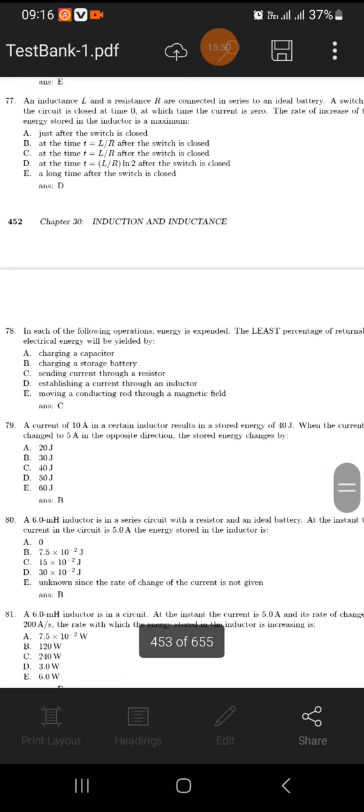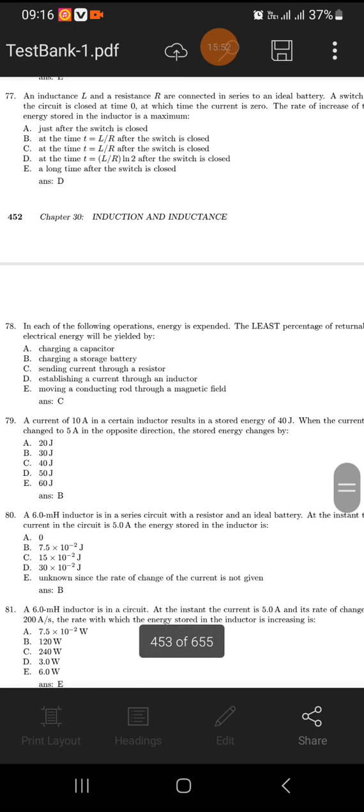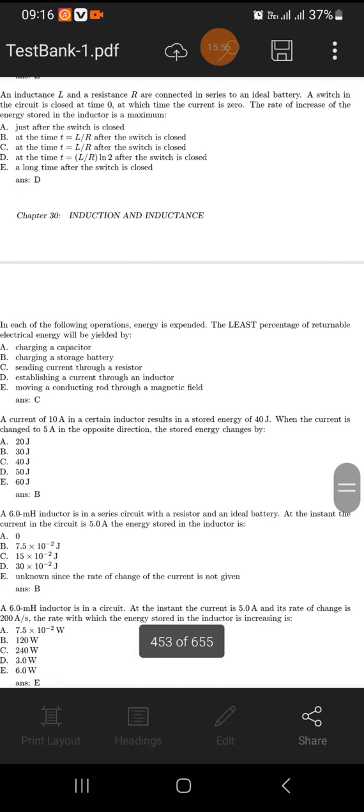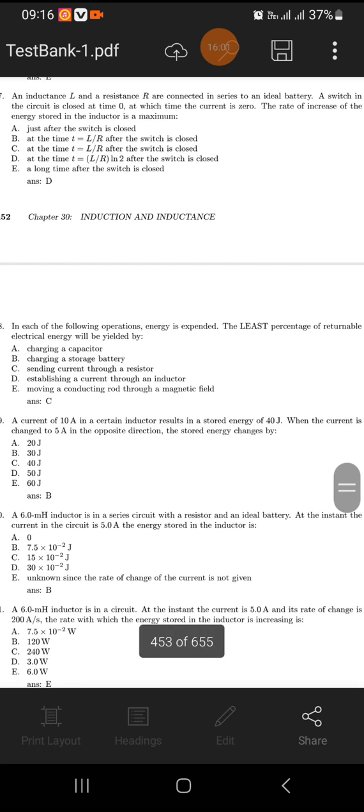In each of the following operations, energy is expended. The least percentage of returnable electrical energy will be yielded by what? By C, sending current through a resistor. You take current and you pass it through a resistor.